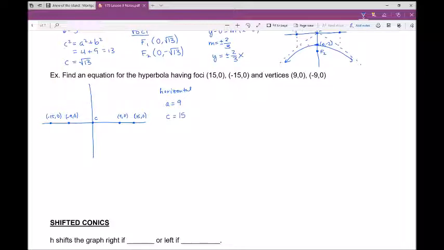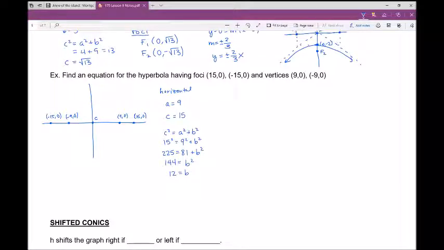So to actually get our equation, we need to find b. So we know that c squared is a squared plus b squared. And if we plug in a and c, we get that 15 squared is equal to 9 squared plus b squared. So we have 225 is equal to 81 plus b squared. And if we subtract 81 from both sides, we get that 144 is equal to b squared. So 12 is equal to b.